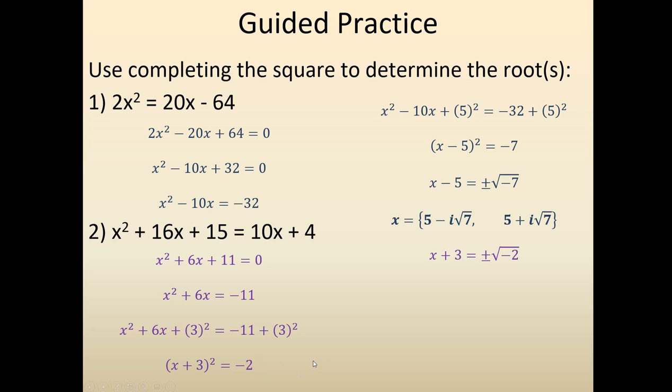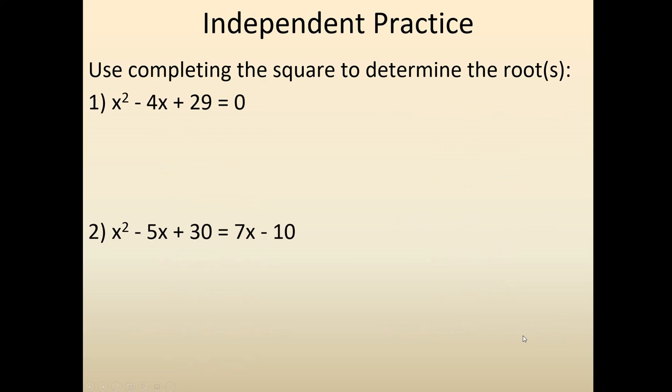Take the square root of both sides, so I get x plus 3 and then plus or minus rad negative 2. Just like up here, I can't really factor 2 anymore, so all I can do is move the negative over outside of the radical and put an i there. So I end up getting my two solutions to be negative 3 minus i rad 2 and negative 3 plus i rad 2.